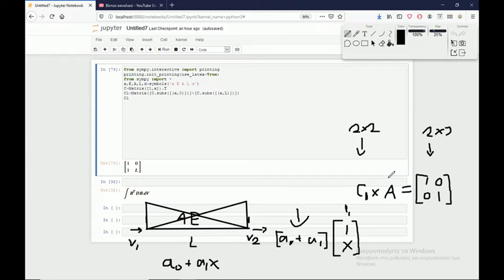This means that A needs to be 2 by 2 as well. This is why we are not writing this one, because actually it will be 2 more coordinates, 2 more coefficients to create this matrix now.